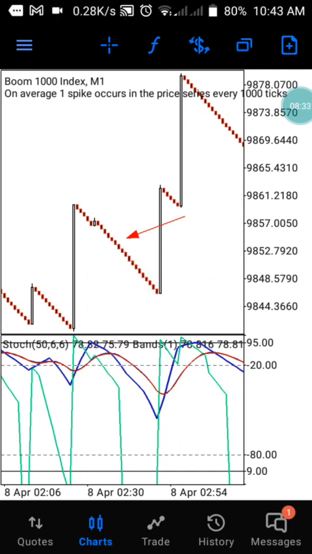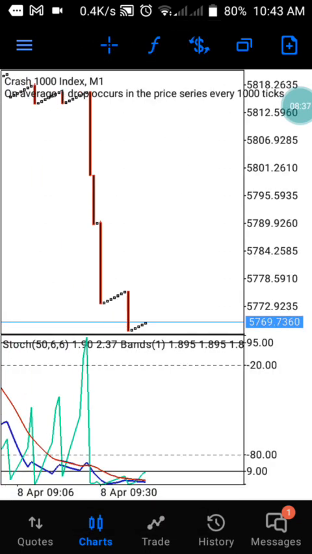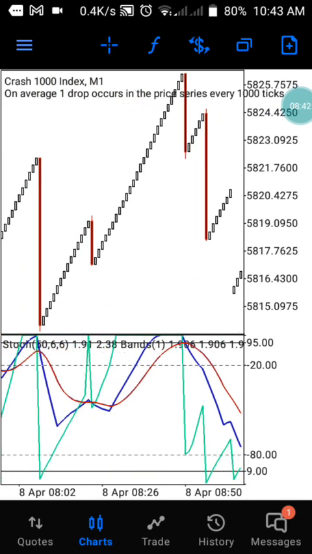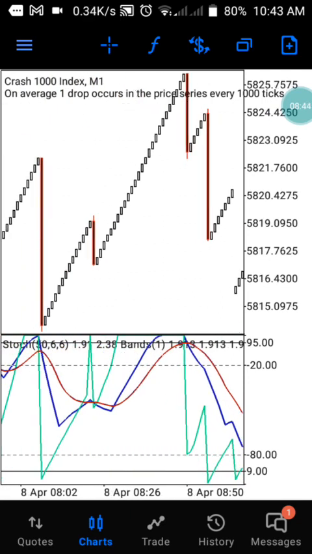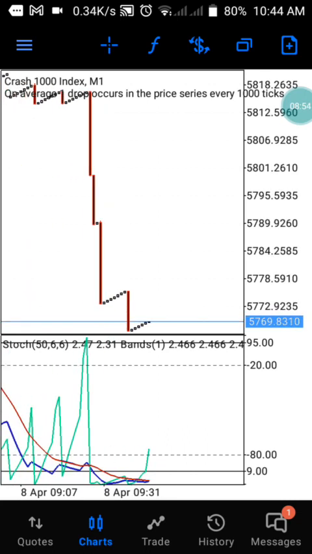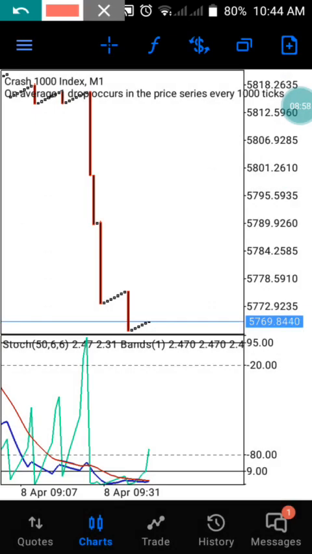Let me show you exactly how it also works on Crash 1000. So how you take your trade at this particular time is, anytime when the blue line is crossing above the red line, that is exactly the time you are going to be taking it on Crash 1000 on the 1 minute time frame. You see, anytime the blue is crossing above the red line, that is exactly when you are going to be taking the trade.